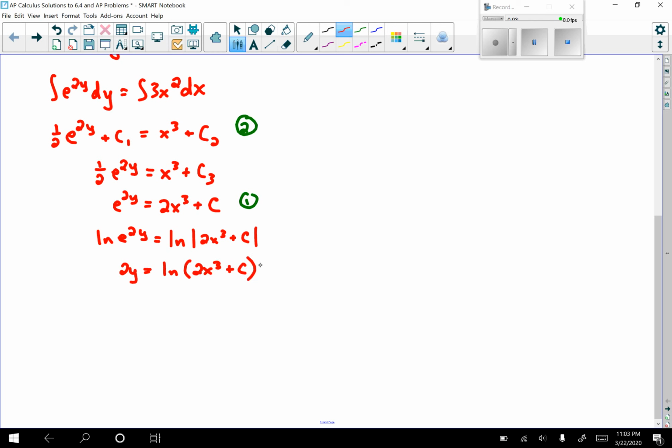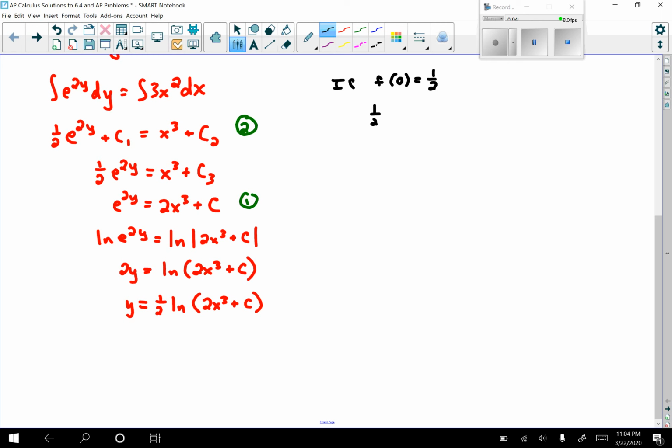Now, if we weren't asked for part B, which is to state the domain and range, then yes, I would still keep the absolute value bars around it. So now y is going to equal 1/2 times the natural log of 2x cubed plus c. But really, you don't get any more points from this part of it. You get the 4 points right up into this step. Now to satisfy that initial condition of f of 0 is equal to 1/2.